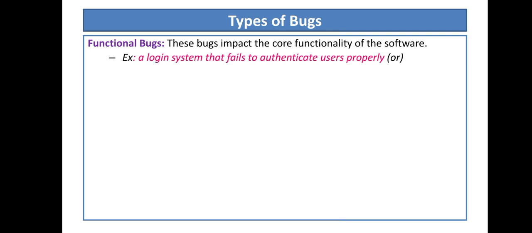You entered the correct password and correct user ID, but the system is not functioning. That is one example of a functional bug. Another: you have given the right input for the search options, but it's not functioning. These are examples of functional bugs.